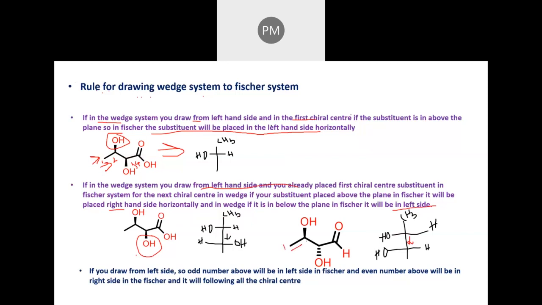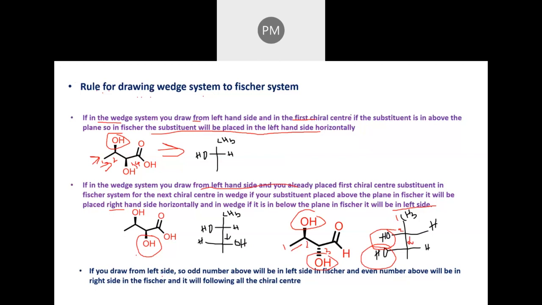Similarly, for the first chiral center, we give the numbering from this side, 1, 2, 3. Our first carbon is here, and after that this will be our carbon 2 center, the first chiral center. I have already told you, if this OH is above the plane, we directly place this OH on the left hand side. After that, for the carbon 2 center, if it is above the plane, we place it on the right hand side, and if it is below the plane, we place it on the left hand side. So if you draw any molecule in the Fischer convention, it is simple.